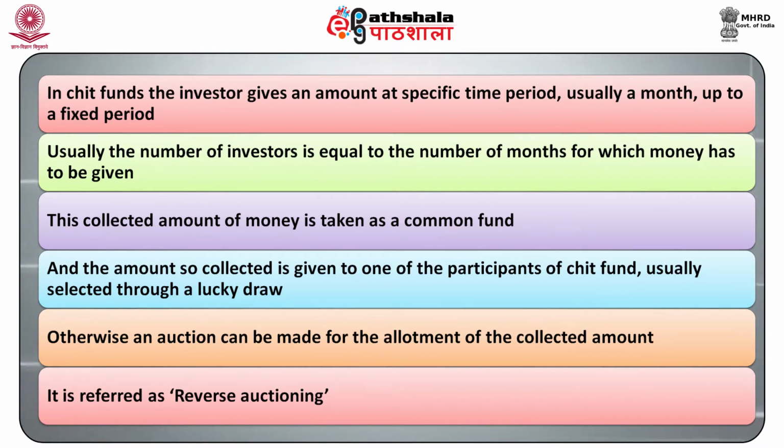Otherwise, an auction can be held for the allotment of the collected amount. It is referred to as reverse auctioning. The basis of such allotment is the lowest bid, that is, the participant who agrees to take the lowest amount out of the collected fund is given the first chance. And now the difference between the selected participant's bid and the full amount due is divided among the remaining participants. However, even after this, the winning participant has to continue investing.